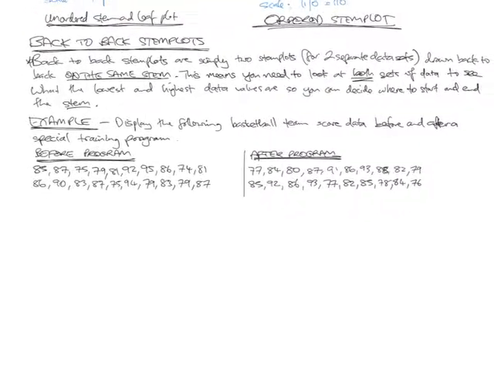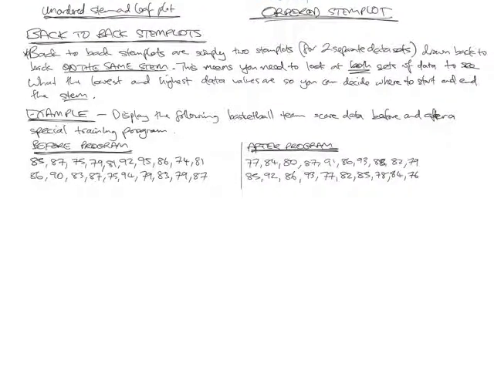Okay. Back-to-back stem plots. So we spoke about just before that stem plots are useful if you put two data sets on them for comparing the shape of data sets. Back-to-back stem plots are simply two stem plots for two separate data sets that you've drawn back-to-back on the same stem. So one on the left side, one on the right side. So this means you need to look at both sets of the data to decide what the lowest and highest data value is, so you can actually have a long enough stem for it.